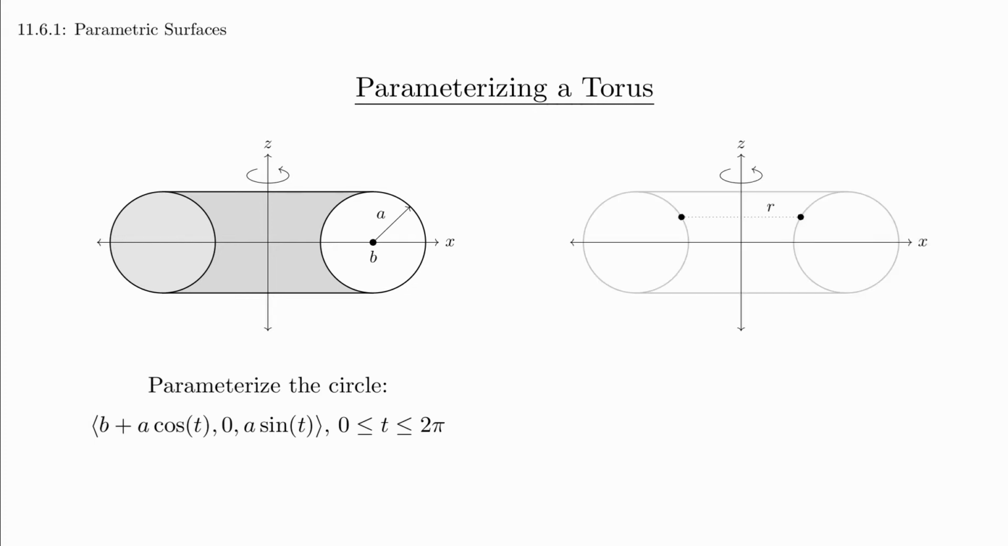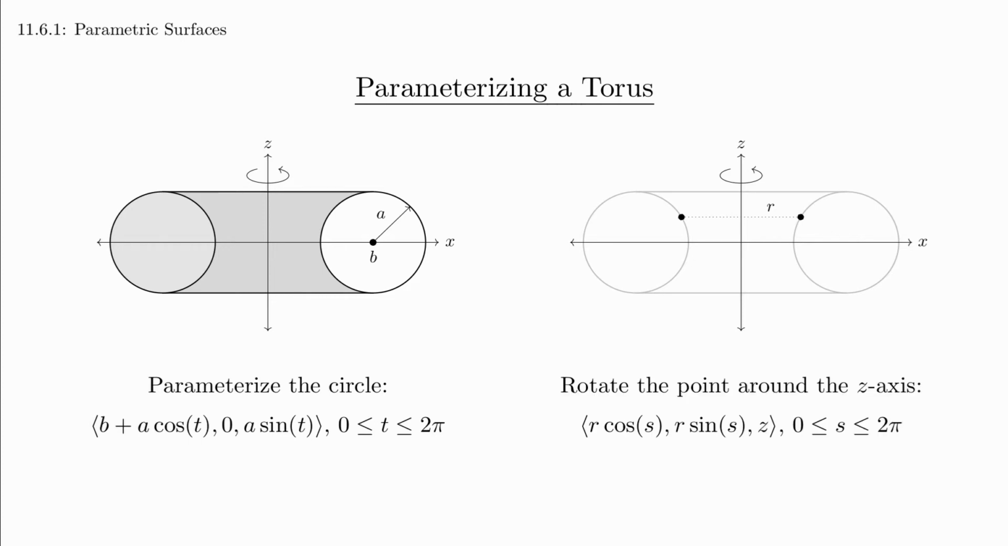We now need to think about how this shape is rotated around the z-axis. Rotation around the z-axis does not change the z-coordinate, so we will focus on just the x and y coordinates. Each point along the circle gives us a radius with respect to the z-axis. We'll call that radius r for now. If we want to take this point and rotate it around the z-axis, we would be tracing out a circle of radius r parallel to the xy plane at a fixed height of z.